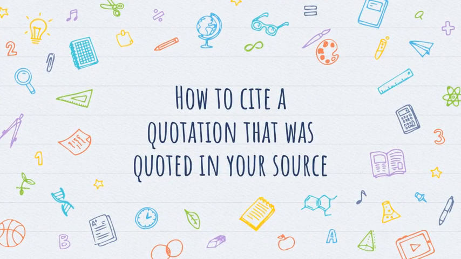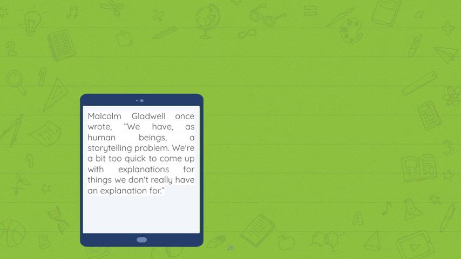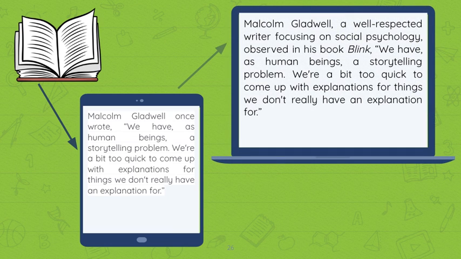All right. Next, let's talk about how to cite a quotation that was quoted in your source. So let's make that clearer with a visual. Let's say you read this in a source. This is from an article, but that article is quoting this person from a different source. So Malcolm Gladwell wrote this in a book, and then you're reading it in an article that someone else wrote. So when you go to put this into your essay, you've removed it twice from its original source.